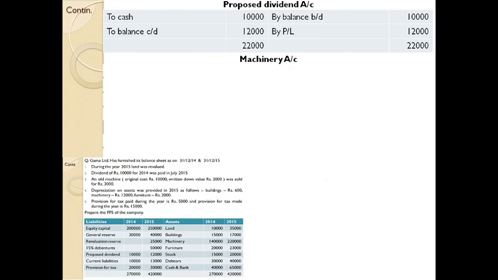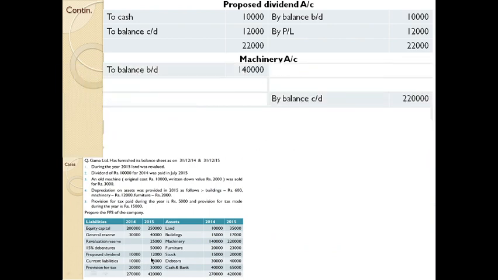So let us prepare the machinery account. We always begin with the opening balance as well as the closing balance. First of all, let us record the opening balance. The machinery opening balance is 1,40,000 and closing balance 2,20,000. And in the information it is said that the old machine is sold for rupees 3,000. So let us record the sale amount, 3,000. Once you record the sale amount, you have to analyze whether it was sold at a profit or loss. How are we going to find profit or loss? It is the difference between the sale price and the written down value. Here the written down value was 2,000, but it was sold for 3,000. That means there was a profit of rupees 1,000 on that sale.